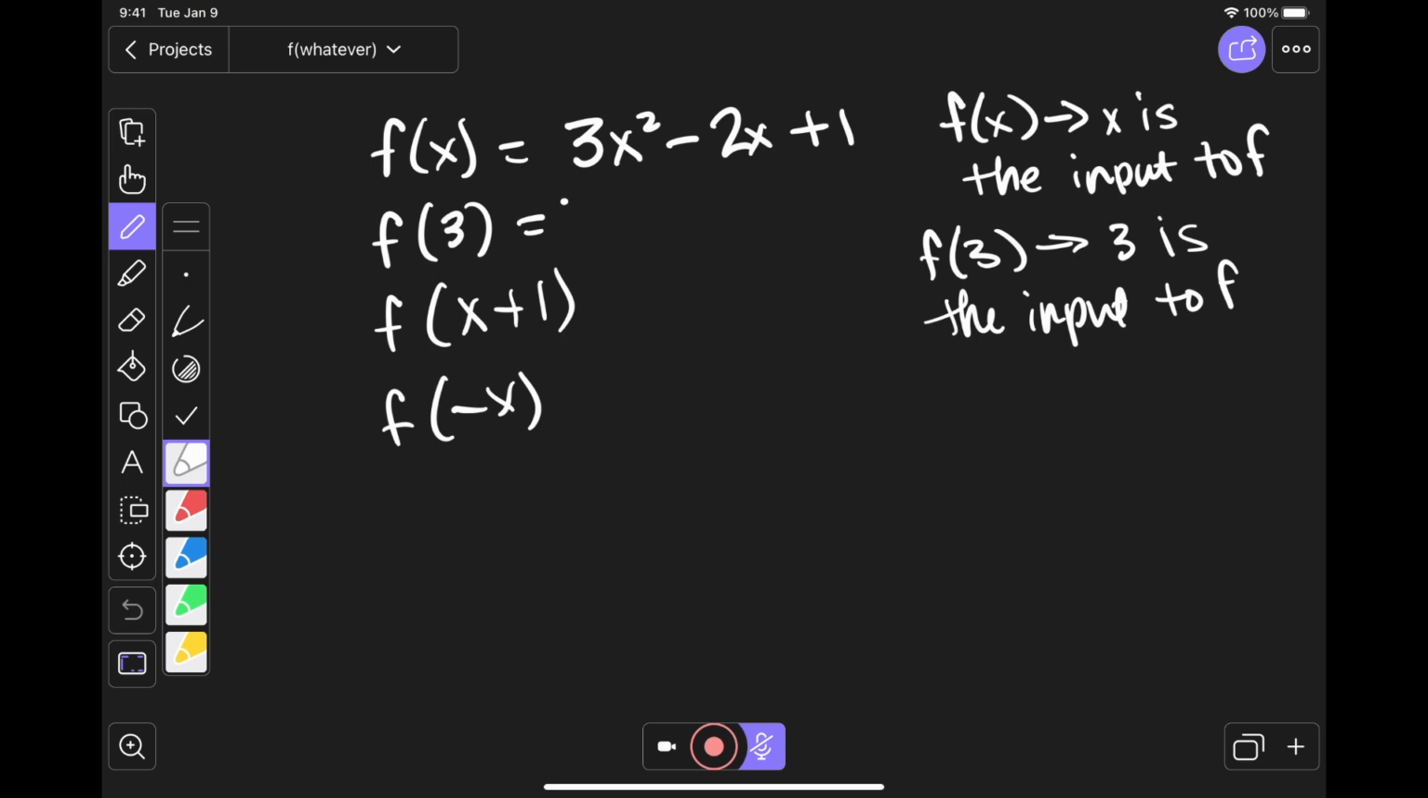So when I do f of 3, every time I see the input, which is x, I'm going to put a 3 there instead. It's a good idea to use parentheses because if you have a negative sign in there, it could goof things up. Same thing with this f of x plus 1. x plus 1 is now the input. So I'm going to my original f of x, copying it down left to right, except every time I see the input, I'm going to put the new input there.